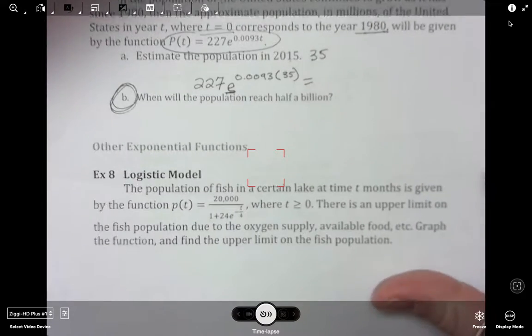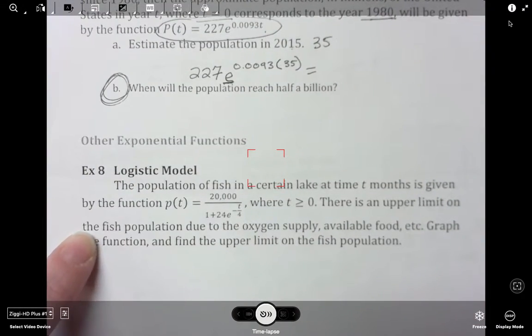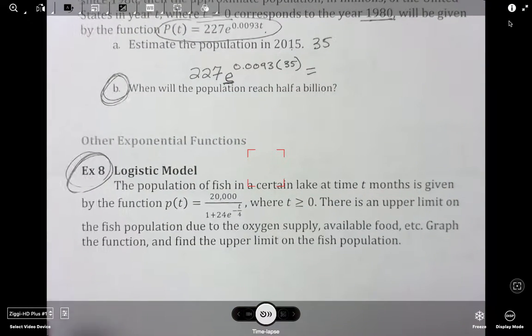And the last thing, the population of fish in a certain lake at time t months is given by the function. There's an upper limit on the fish population due to the oxygen supply, available food, etc. Graph this function and find the upper limit of the fish population. I think I'm going to go ahead and save this one also for when I come back. We'll talk about logistic models.